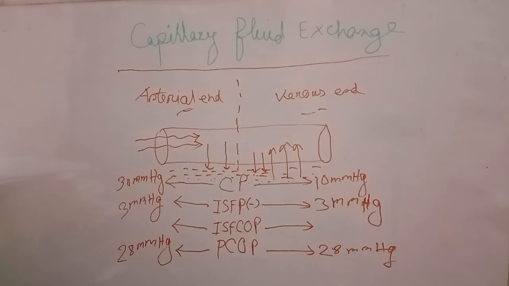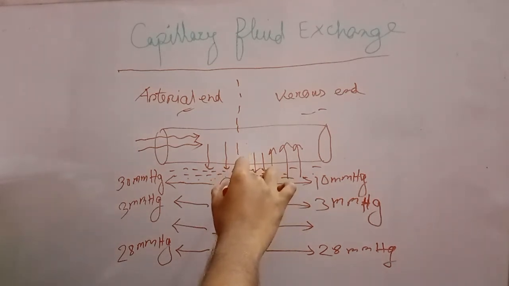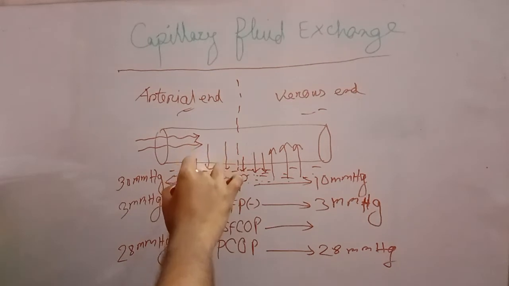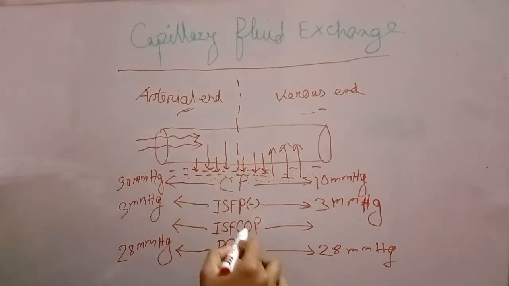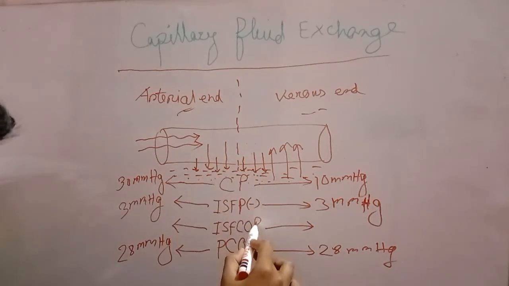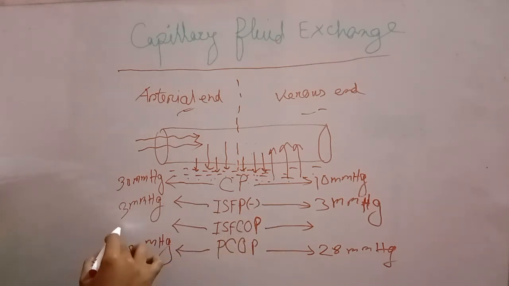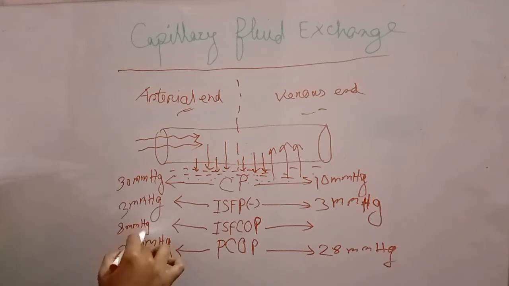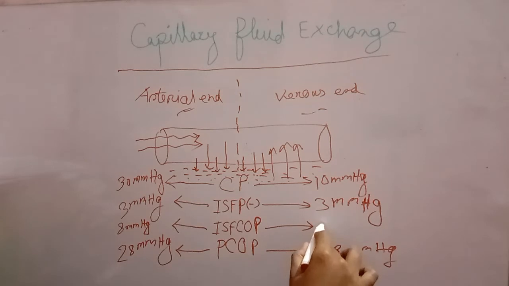So, what is this? Interstitial fluid colloidal osmotic pressure, and the value is obviously 8 millimeters of mercury. And what is the exact point here?